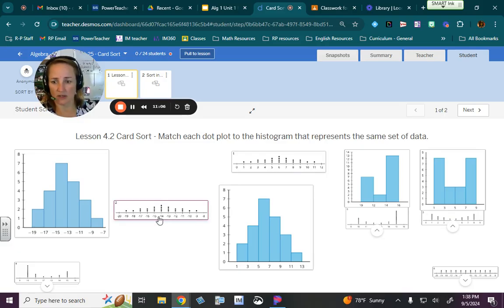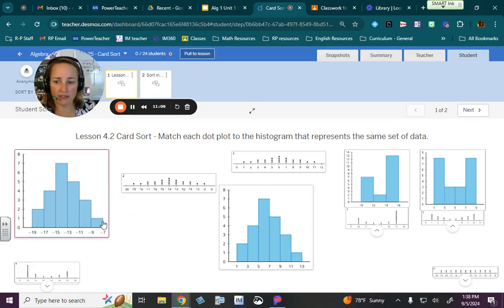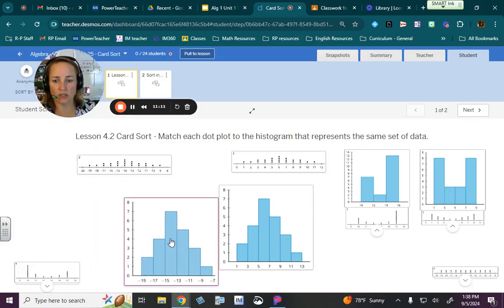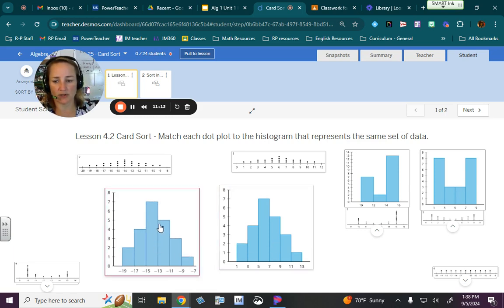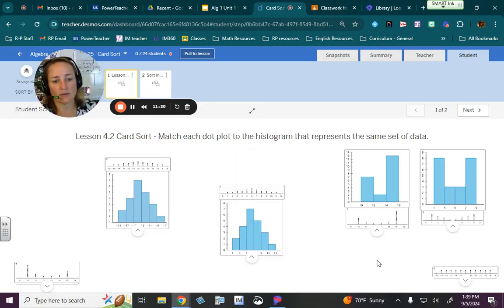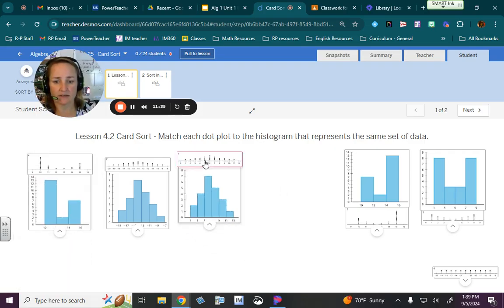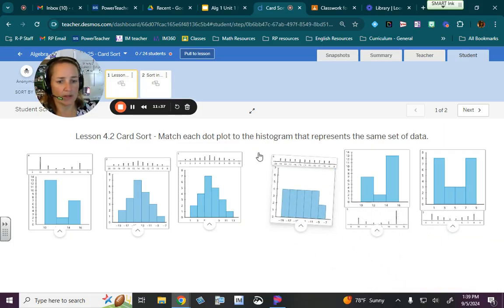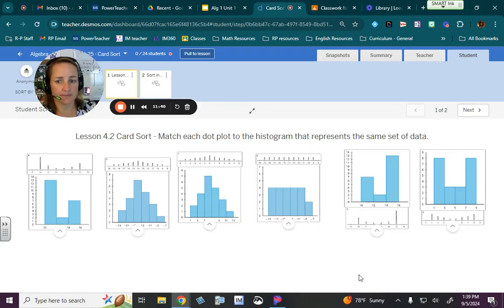Now these last ones look very similar. They're both very bell-shaped. Notice that these two histograms look very similar as far as height. The only thing that makes them different is the data values at the bottom. So this one goes from -19 to -7, and this data set goes -19 to -7. Those two have to go together. This one goes from 1 to 13, so that has to go here. So we've got these matches of data sets that go with each histogram, and that makes sense.